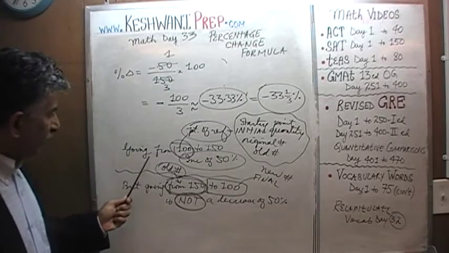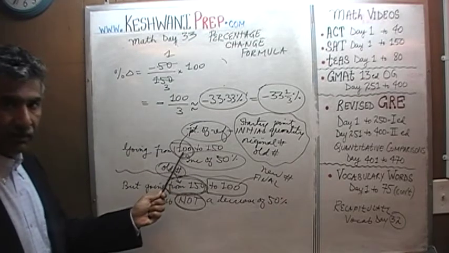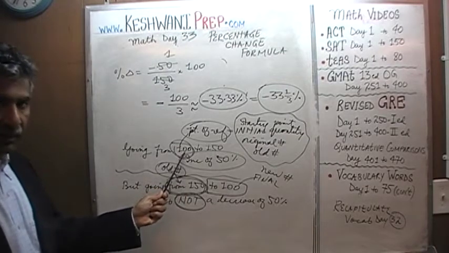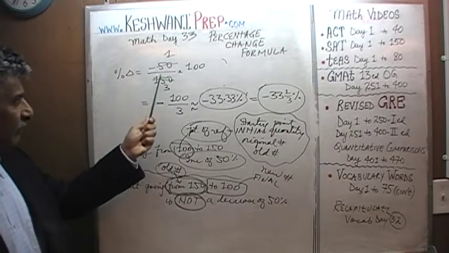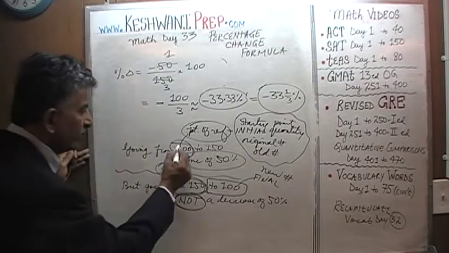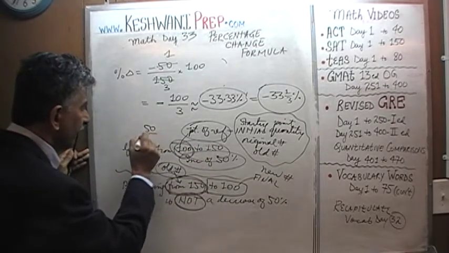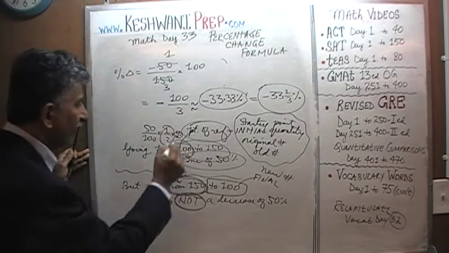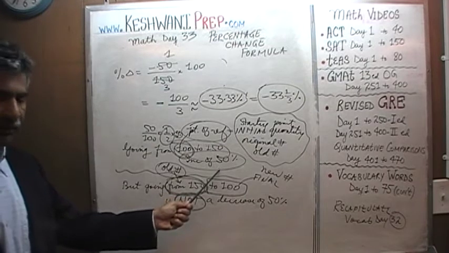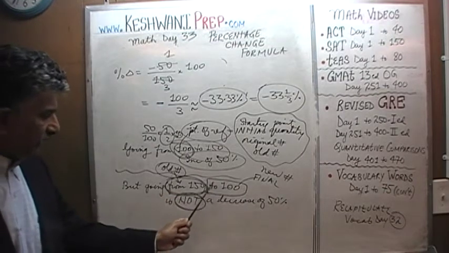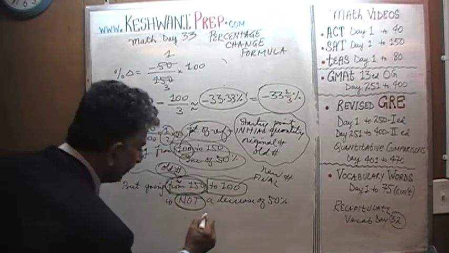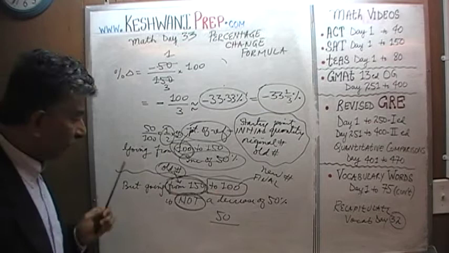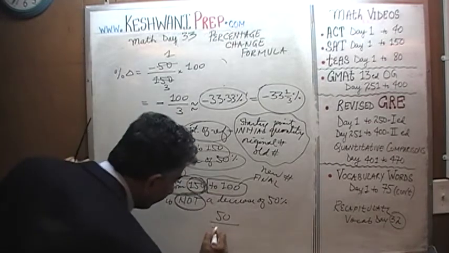Point of reference in this scenario going from 100 to 150 is 100. And that change of 50 is being divided by 100. So here we have a change of 50 which is being divided by 100, and it gives you half, which is being multiplied by 100, and that half tells you that the difference is a change of 50%. But here the change is 50, but it's divided by the point of reference, which is 150. The point of reference here is 150.